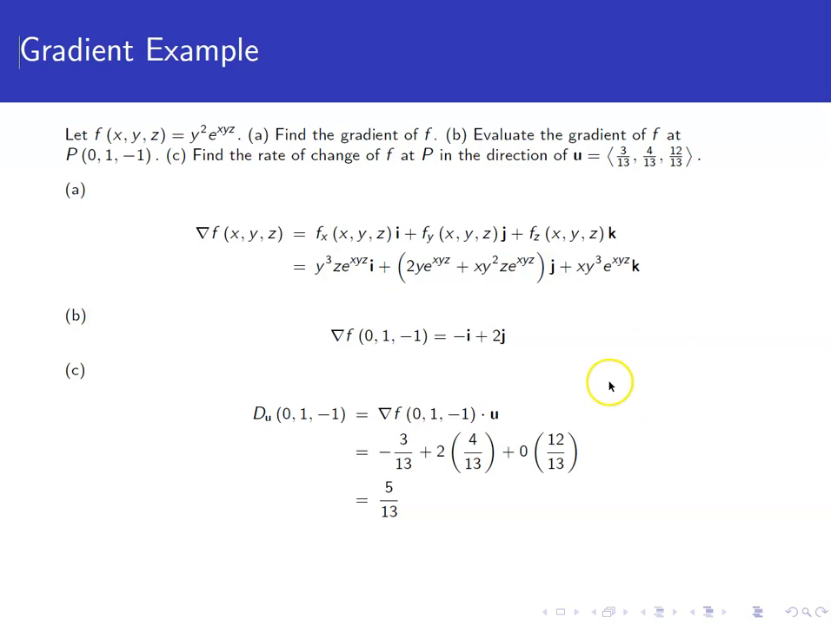Finding the gradient at that particular point, we just need to put in 0 for x, 1 for y, and negative 1 for z, and we should get the vector negative i plus 2j.